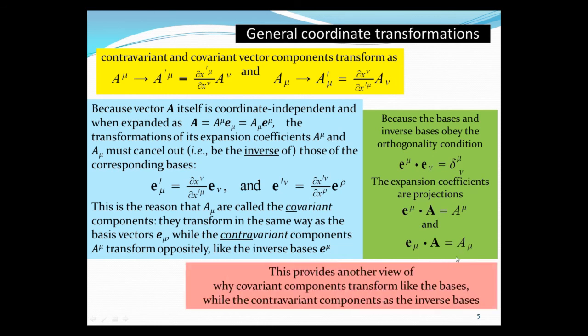And this also makes it clear why this is called covariant, because the covariant component is directly related to a basis vector multiplied by something which doesn't change. So they must transform the same way. In the same way, the contravariant component is directly related to the inverse basis, so it must transform the opposite from the basis.